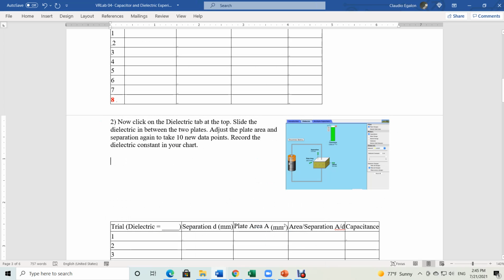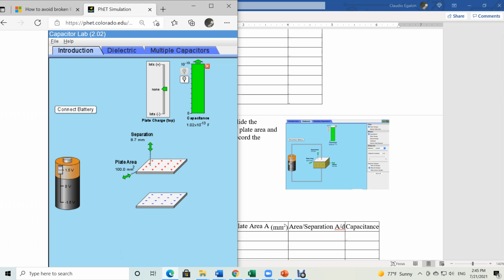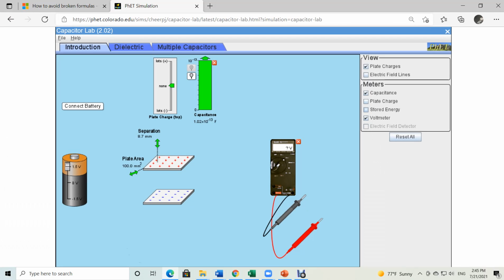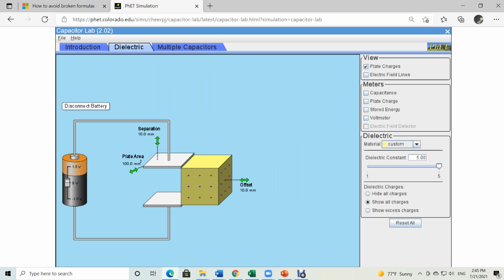Okay, now click the dielectric tab at the top. Dielectric tab, let's see. Oh, dielectric right in here. Okay, and then we can insert the dielectric here. Between the plates, we're going to do a sandwich of dielectric.